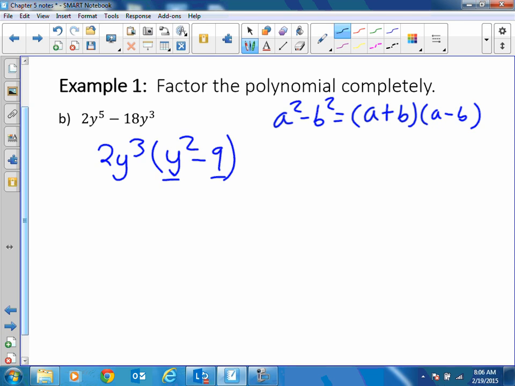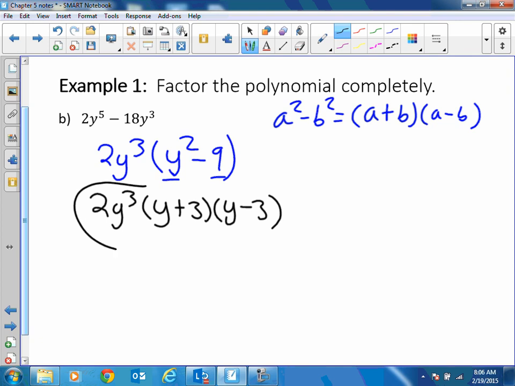The square root of y squared is y. The square root of 9 is 3, so it would be y plus 3 and y minus 3. And that would be completely factored. We have to get better at the difference of two squares. We have not done a good job of recognizing that it's only two terms, both perfect squares, so we take the square roots and add and subtract them. Again, that's how we get rid of that middle term. So we've got to get better at that. Let's go to the next question.